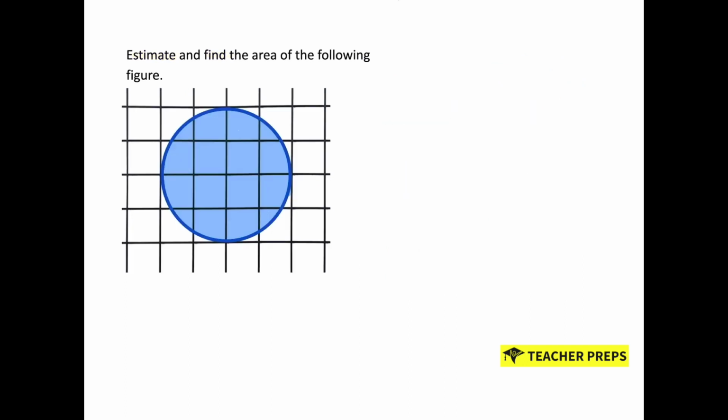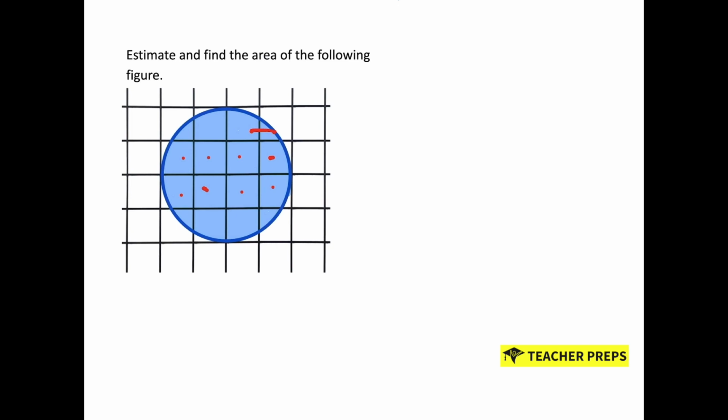Let's go through one final example together. This says to estimate and find the area of the following figure, which happens to be a circle. Let's start with our estimation. I count 1, 2, 3, 4 whole squares. We have several that are really close to being whole squares. Let's go ahead and round those up. So we can say this one, this one, this one, and this one are also close, making 8 squares.